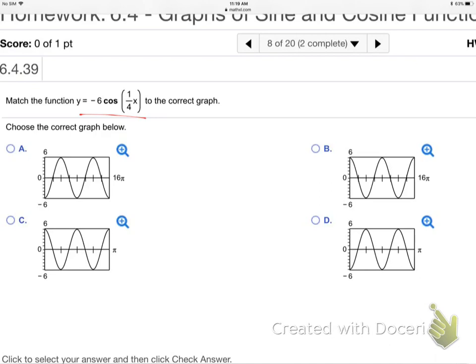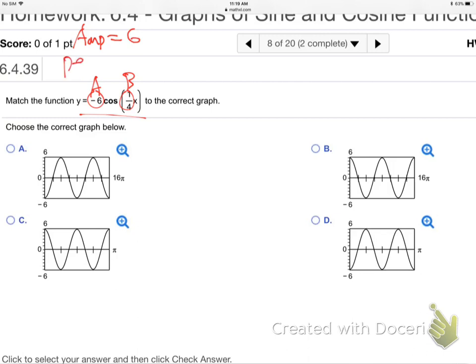-6 cosine 1/4 x. All right, so cosine. We're talking about a cosine graph now. So first off, let's find the amplitude and the period. Amplitude A, here's B. There's A and there's B. So what's the amplitude? It's just 6. The negative means it's going to be upside down, right?